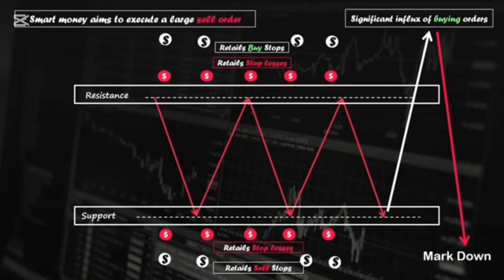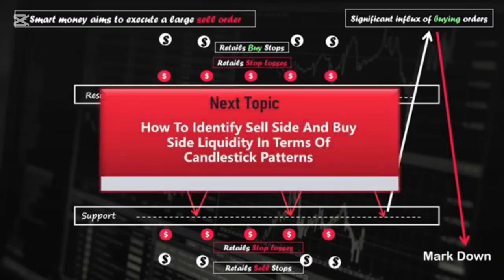This scenario illustrates how smart money capitalizes on buy-side liquidity and provides a brief explanation of its impact on price movement. Similar concepts can be applied to sell-side liquidity. Now, let's proceed to the next topic and see how to identify sell-side and buy-side liquidity in terms of candlestick patterns and the various scenarios that we might encounter on the chart.